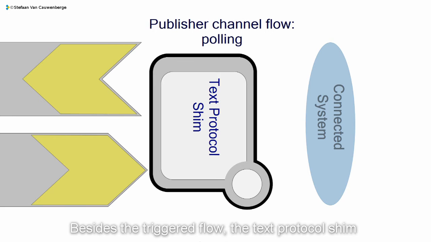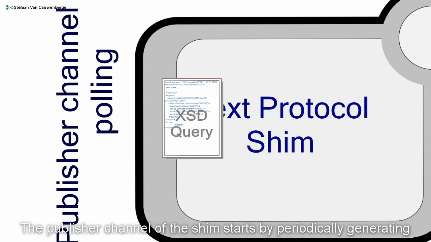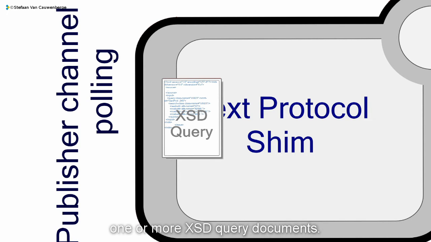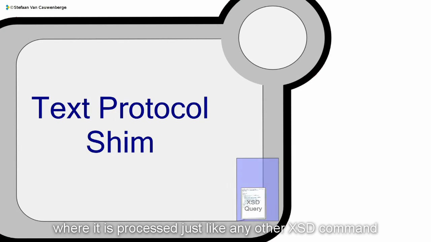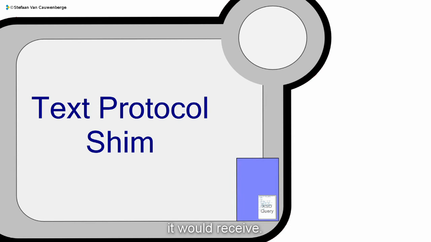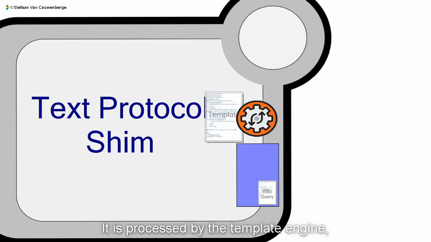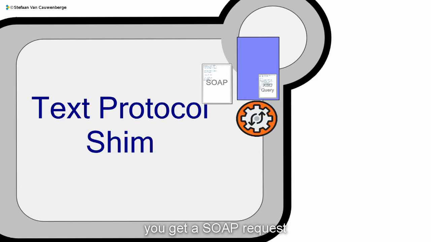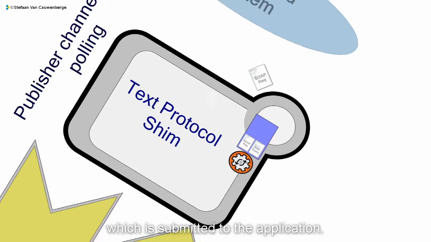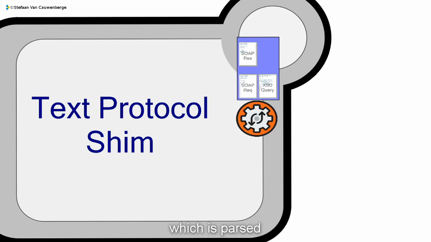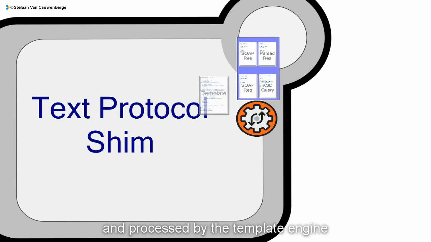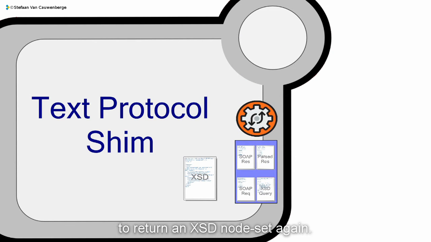Besides the triggered flow, the text protocol shim also supports a polling mechanism. The publisher channel of the shim starts by periodically generating one or more XSD query documents. These queries are injected into the subscriber channel of the shim, where it is processed just like any other XSD command it would receive. It is processed by the template engine. You get a SOAP request, which is submitted to the application. You get a response back, which is parsed and processed by the template engine to return an XSD node set again.